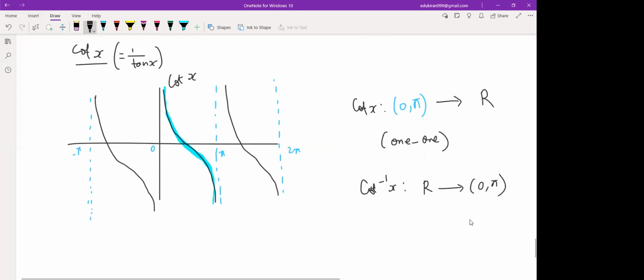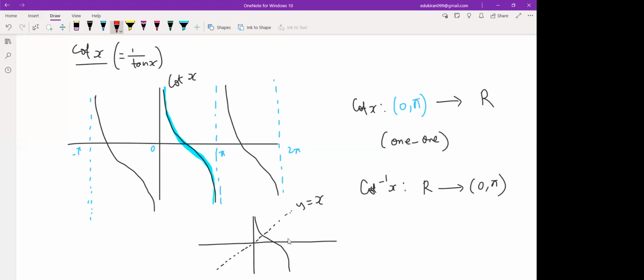So when you draw the graph of cot inverse x, it will be the mirror image about the y equal to x line. So cot x is this one, and you have this line y equal to x, and then cot inverse x, if you draw, it will be like this. So this red one is cot inverse x, and this black one is cot x. They are mirror images about the line y equal to x. They are intersecting also on y equal to x.